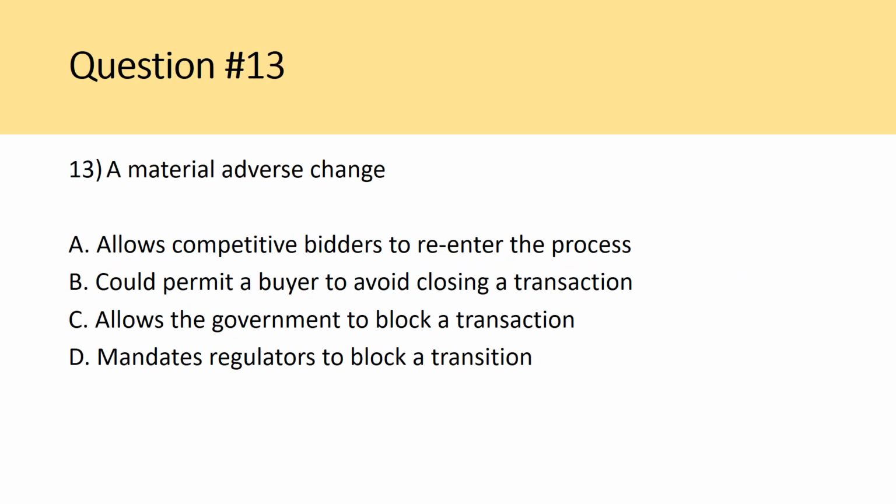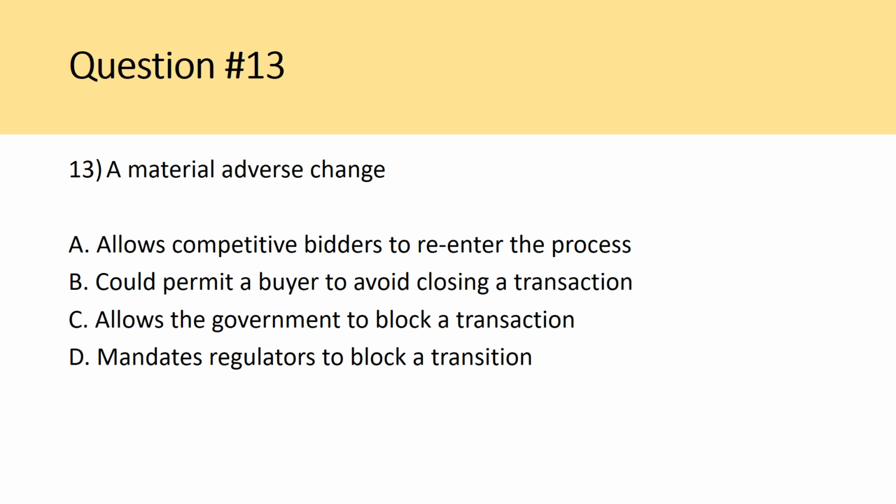Question 13. A material adverse change blank results in, A, it allows the competitive bidders to re-enter the process. B, it could permit a buyer to avoid closing a transaction. C, it allows the government to block a transaction. Or D, it mandates regulators to block a transaction. Well, the answer would be B.